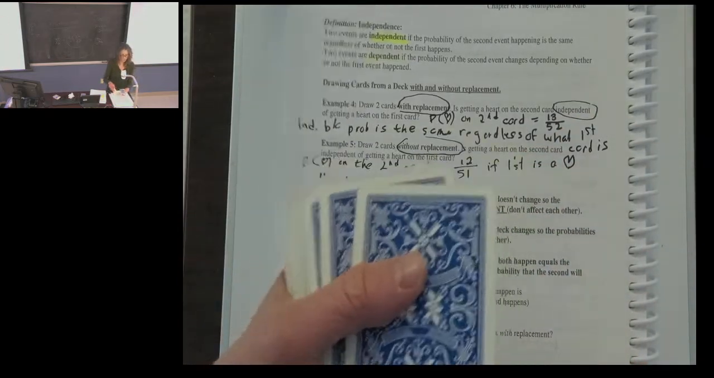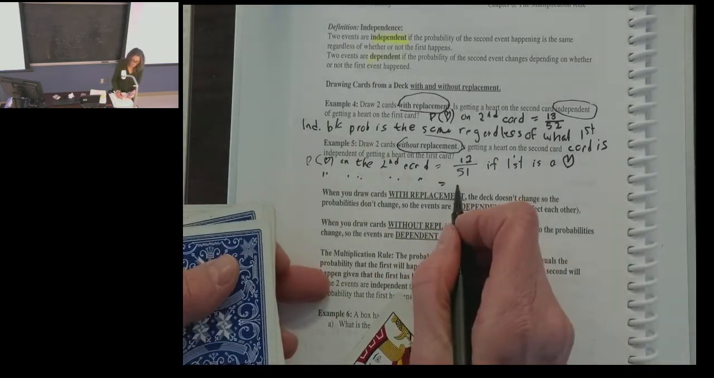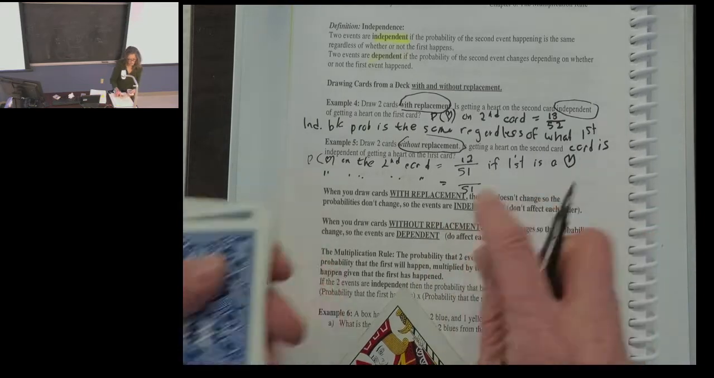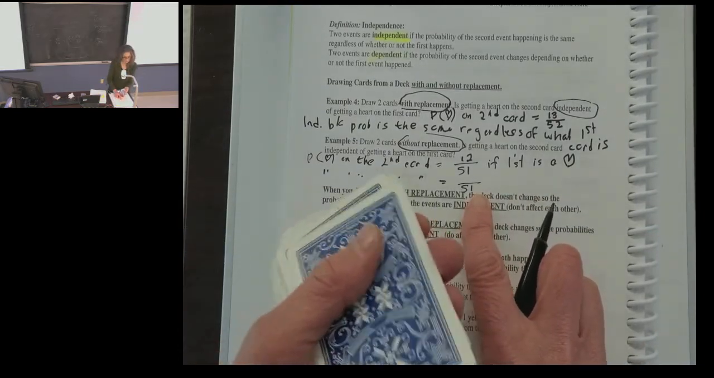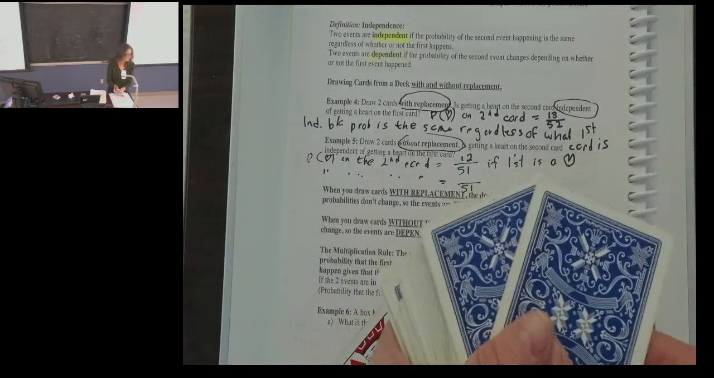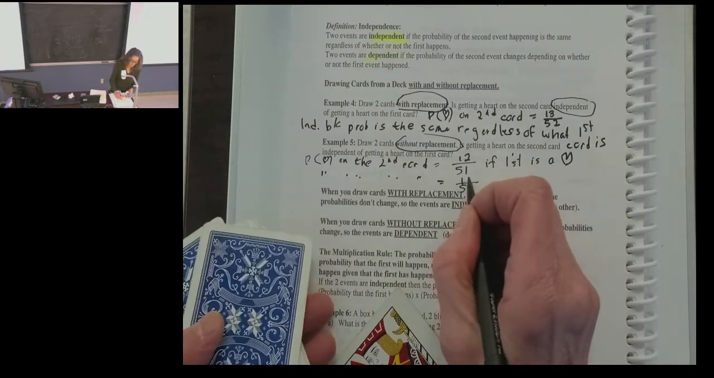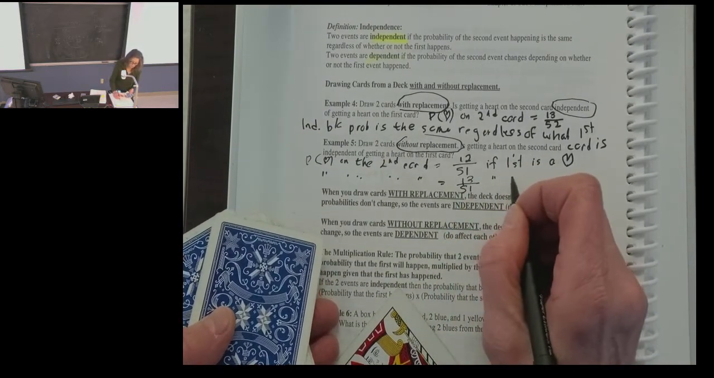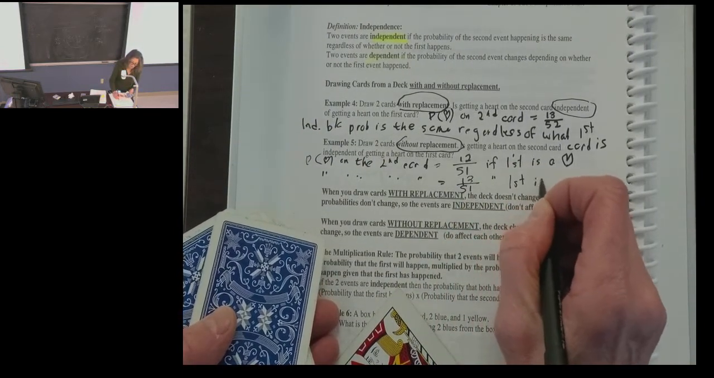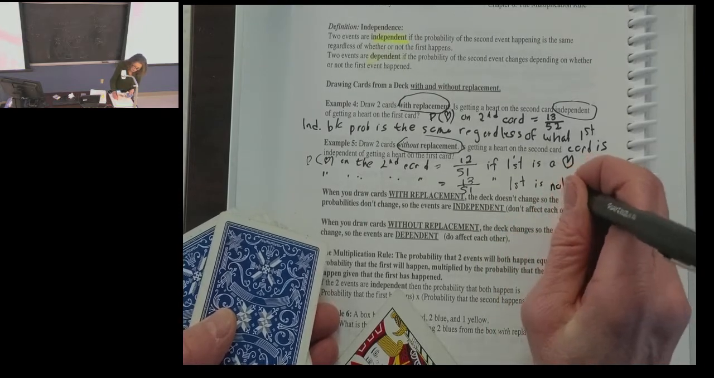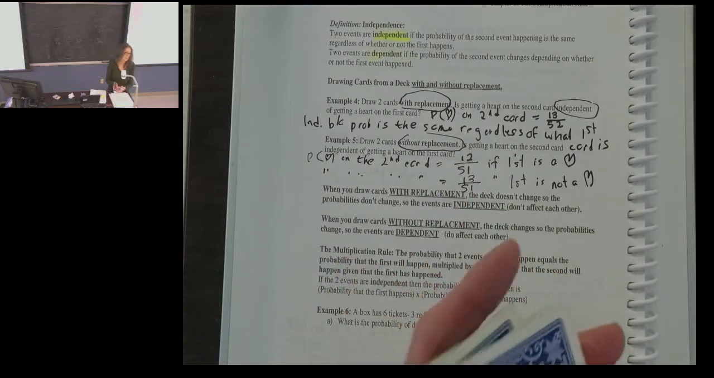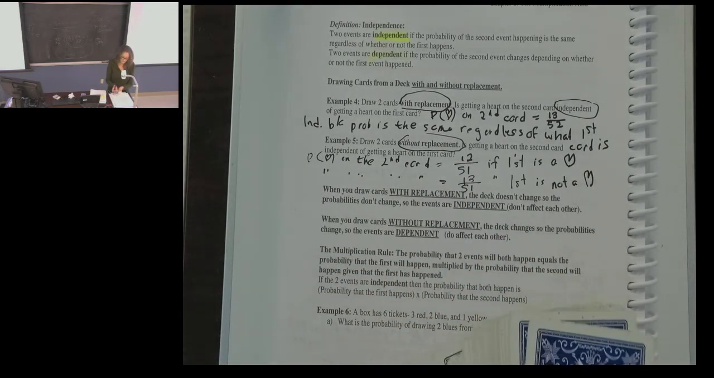But what is the probability on the second card if the first wasn't a heart? Let's say it was something else. It's a diamond. Now it's still 51 cards, but how many hearts are left? All the hearts are left. So there's 13 hearts left if the first is not a heart. So without replacement, those probabilities are dependent, okay?